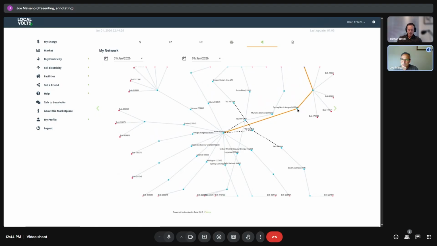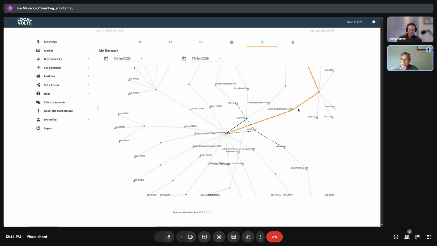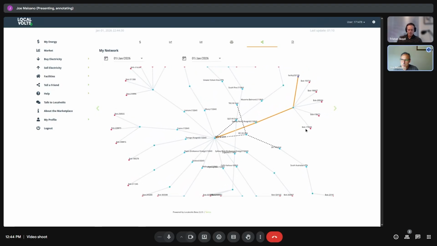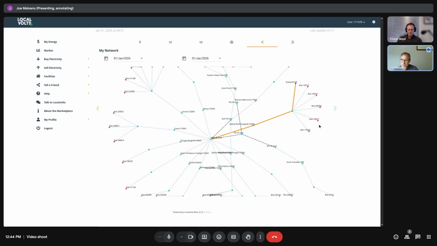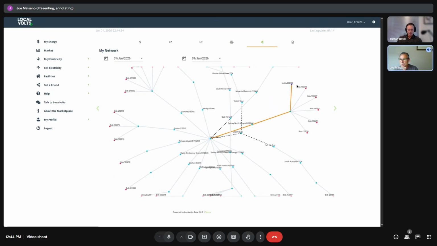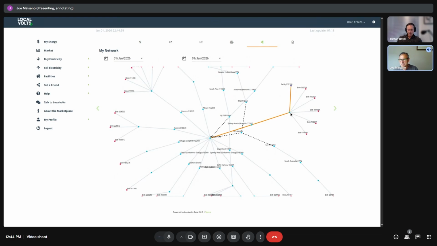So we're on the simulation system, so everyone's Bob with a number. All of these people who I'm trading with throughout the day are connected to the same Ausgrid substation, and that's in Sydney North, the high voltage point there.